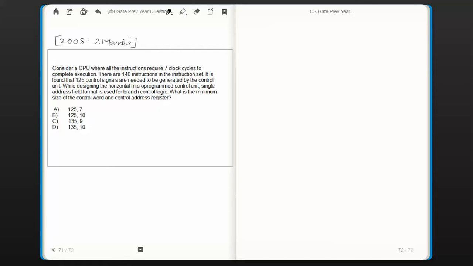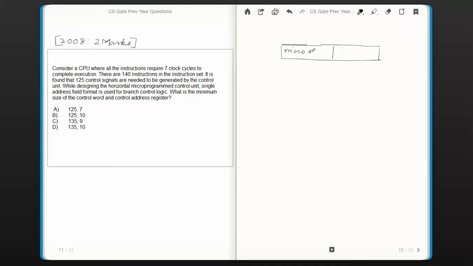While designing the horizontal microprogrammed control unit, single address field format is used for branch control logic. What is the minimum size of control word and control address register? So here the control word or the micro instruction would contain two parts. One is micro operation part, and the other is address part.